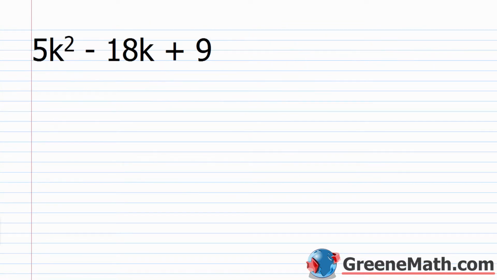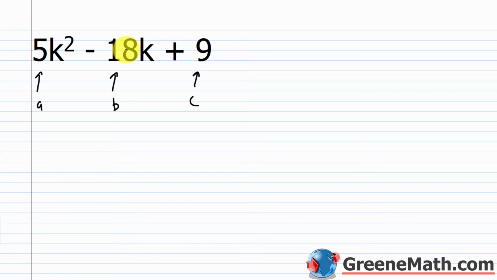All right, so let's start out with the first example. We have 5k squared minus 18k plus 9. So again, this is my A, this is my B, and this is my C, just for reference sake. When I start, I always look to see, is there anything common to everything, something I could pull out? Well, there's not. I have a 5, that's prime. 18 is not divisible by 5, so I can just stop.